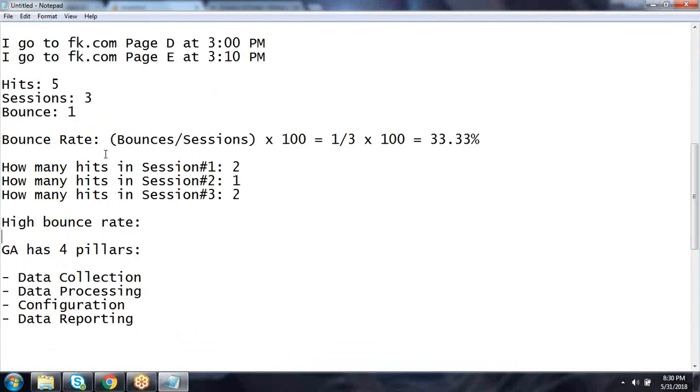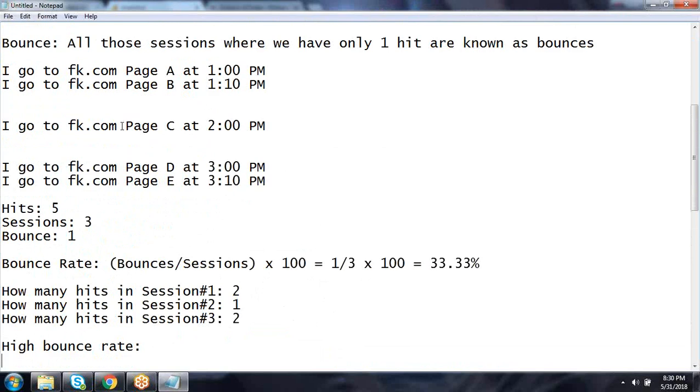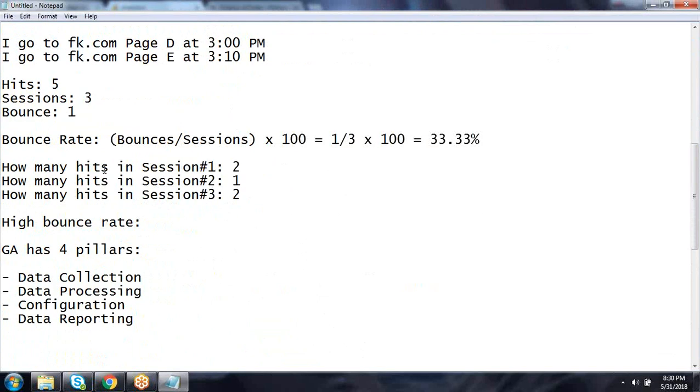Yojana, bounce rate calculation would remain the same. One hit in a session means that would be a bounce. So your session might expire after 60 minutes of inactivity. Even then, the bounce rate calculation would remain the same. One hit in a session would be a bounce. Make sense, Yojana? And in fact, you don't have to calculate anything. Google Analytics will do it for you.